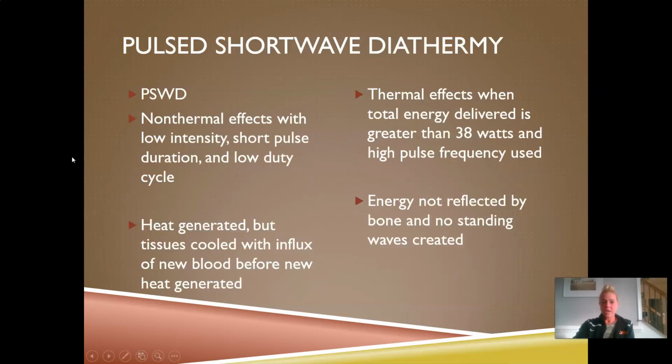Pulsed shortwave diathermy, again, we typically use a low intensity with that as well. It uses a short pulse duration and a low duty cycle. Again, heat will be generated, but the idea is that blood from the area will cool that down quick enough that we're not going to have a significant increase in tissue temperature. Don't worry too much about any specifics there. But remember, energy is not going to be reflected from bone, so no standing waves will be created. So in that regard, diathermy is a little bit safer.